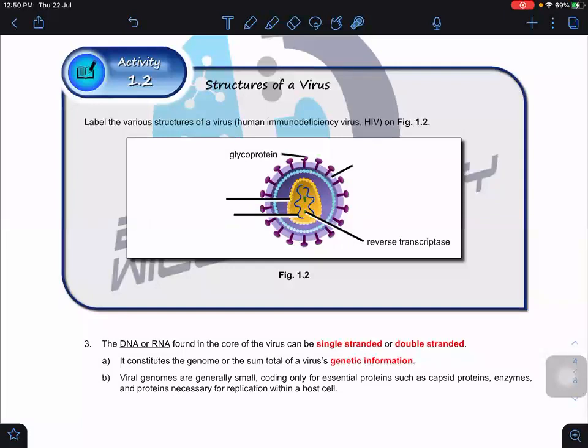In activity 1.2, we're going to look at the structure of a virus, and the diagram in figure 1.2 shows the virus HIV. One thing to be careful about: in HIV, the V already means virus. So don't say HIV virus, because then it becomes human immunodeficiency virus virus. Are you clear? The V already stands for virus. So normally we just say HIV, full stop. We don't say HIV virus. Are you clear?